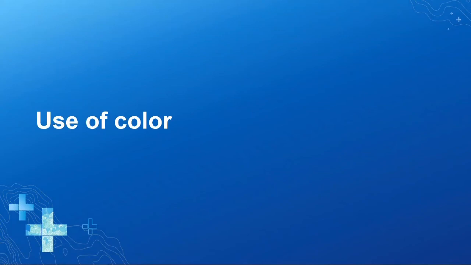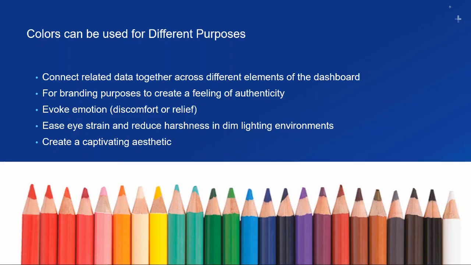The last thing we're going to talk about before I jump into the final demo is the use of color. Everyone loves using color on their dashboards, but think of colors used for these 5 purposes. Connect related data together across different elements. If one variable is blue in one element, it should be blue in another element. You can also use it for branding purposes, evoking emotion, creating a captivating aesthetic, and depending on how the dashboard is going to be used, you may pick a color palette that helps reduce eye strain or harshness in dim lighting environments.